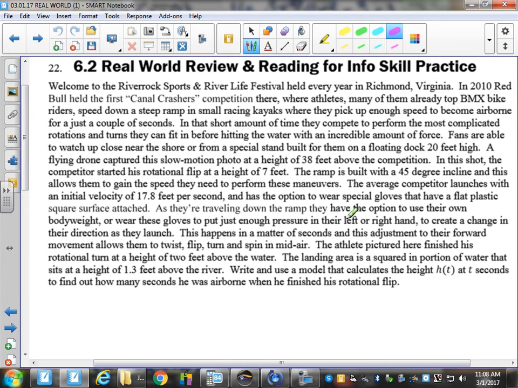Which type of problem is this? Velocity. How do you know that? Because it literally says initial velocity of 17.8 feet. What other pieces of information are relevant? Initial height. What's my starting height?